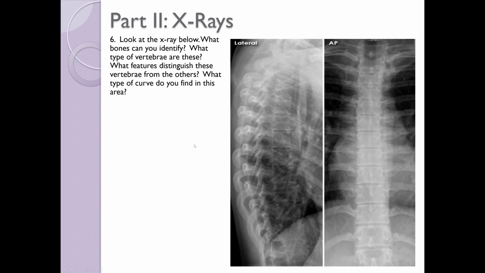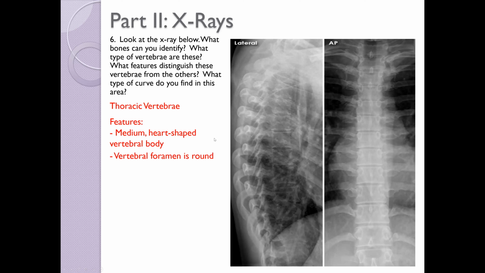So to answer the second part of the question, these are primarily thoracic vertebrae, and again you have 12 of them. Their features are that they have a medium heart-shaped vertebral body. The vertebral foramen is round and not as large as the body like we saw in the cervical vertebrae. There are facets for rib articulations on both the vertebral body and the transverse processes. So remember, ribs 1 through 10 are going to attach to the thoracic vertebrae in 2 locations, 1 location on the body and 1 location on the transverse process.